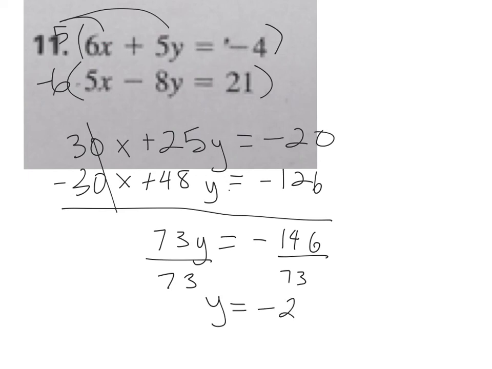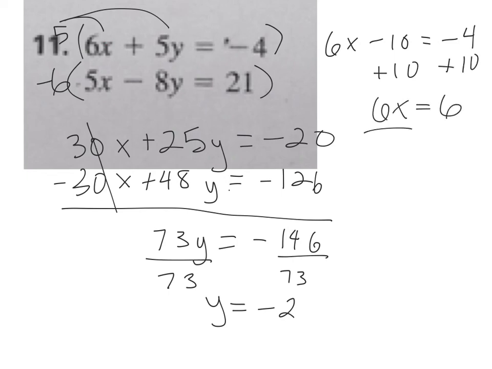Now that I have my y value, I'm going to plug it in, and let's go to the top equation. So I'm going to have 6x, and then I have a negative 2 times 5. A negative 2 times 5 would be negative 10, equals negative 4. I'm going to add 10 to both sides. 6x is equal to 6. Divide both sides by 6. I get x is equal to a positive 1. So my answer here is 1 comma negative 2.